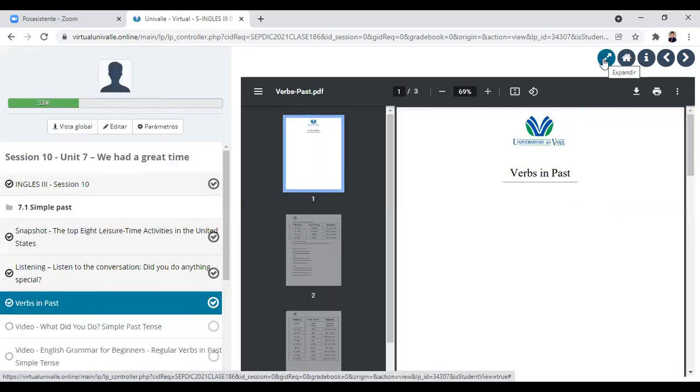When talking about irregular verbs, we mean those verbs that tend to change from the infinitive to the simple past and also to the past participle form.